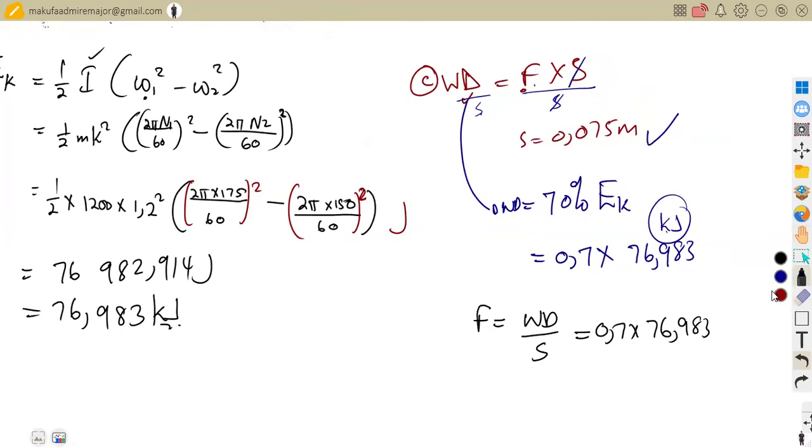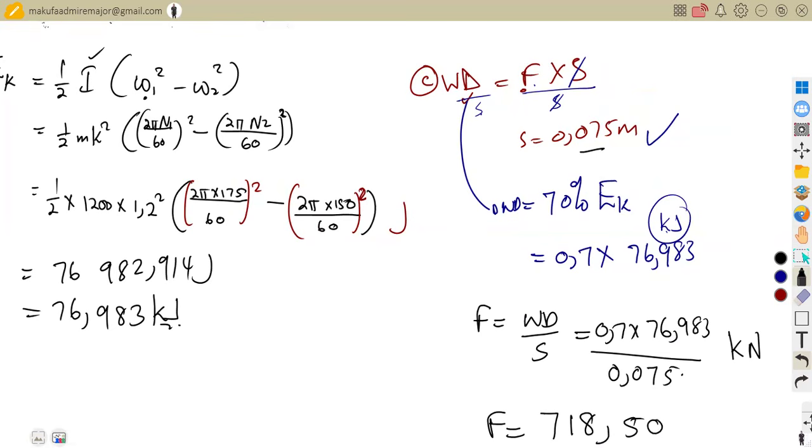In a kilo. So this, remember, is in kilo. So it means our answer is going to be in kilonewton over S, which is the distance, 0.075. For that distance in meters, what is going to be the force? So there we are going to get 718.508 in kilonewton, like I said. That's it.